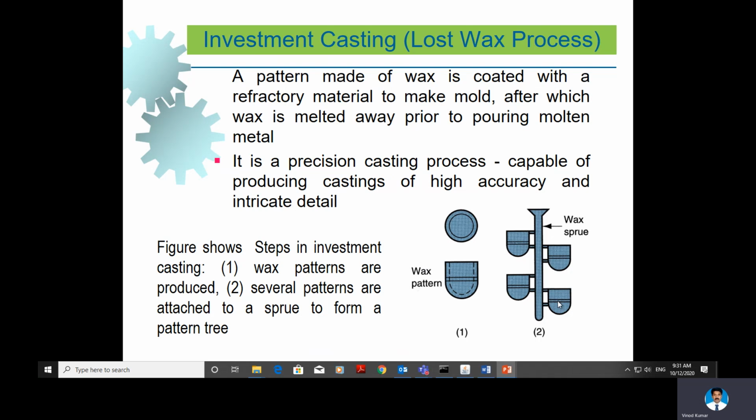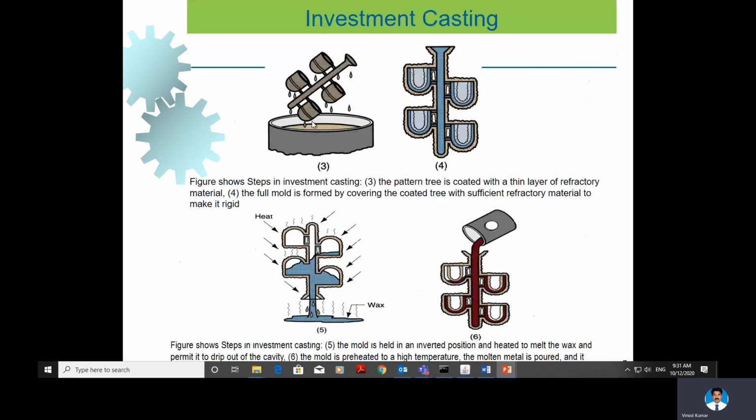Then this pattern is coated with the refractory material to withstand the temperature. Now, step 4, the full mold is formed by covering the coated tree with sufficient refractory material to make it rigid. So the pattern tree is coated with a thin layer of refractory material in step 3, and then the full mold is formed by covering the coated tree with sufficient refractory material to make it rigid. You can see here, this is the refractory material already attached.